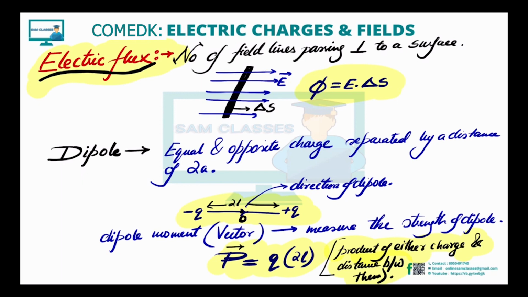Now, dipole moment. Dipole moment is the measure of the strength of the dipole. We denote it by P, and that is equal to the magnitude of either charge, because both are the same, into the distance between them. So Q into 2L. The product of either charge and the distance between them is known as the dipole moment.